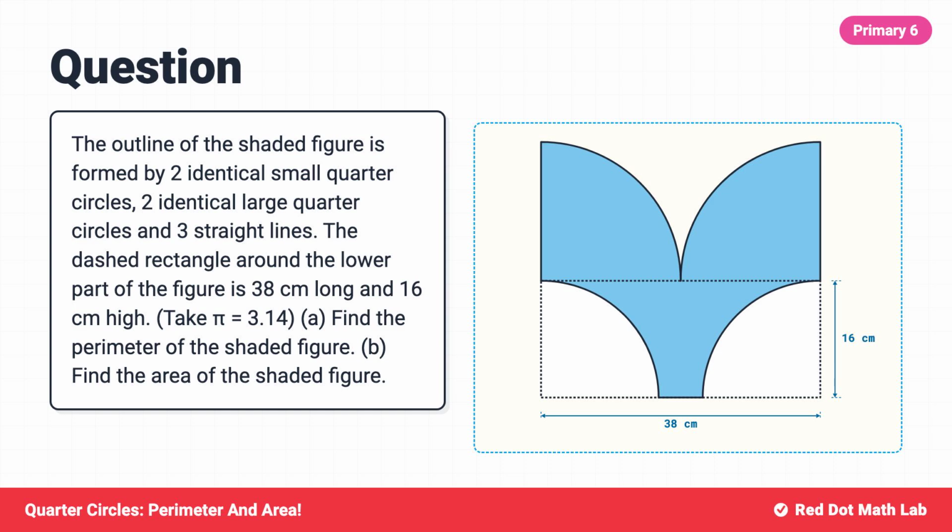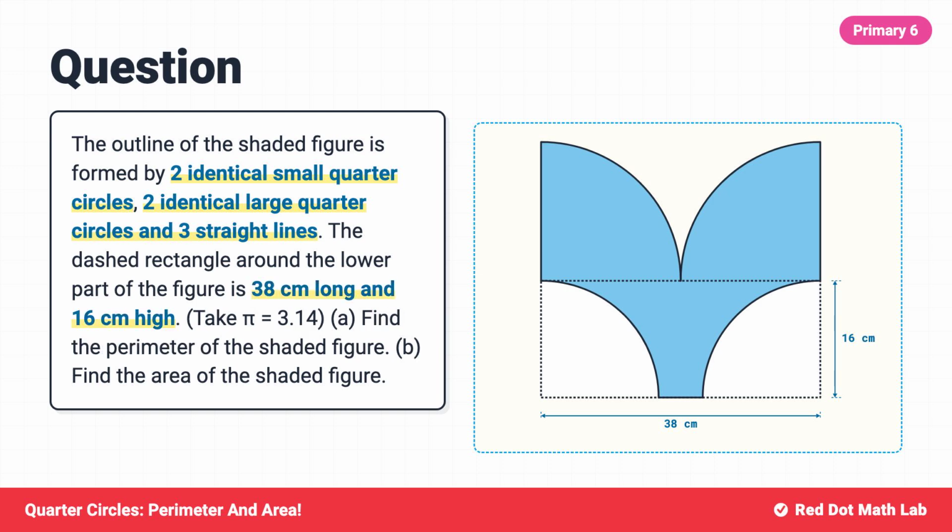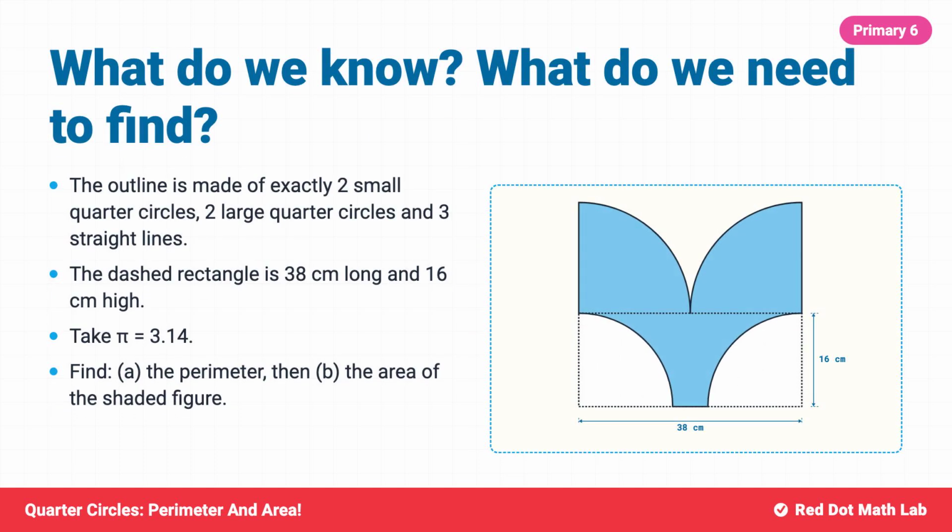The outline of the shaded figure is formed by two identical small quarter circles, two identical large quarter circles, and three straight lines. Now look at the dashed rectangle in the figure. It is 38 centimeters long and 16 centimeters high. We take pi to be 3.14. Part A asks us to find the perimeter of the shaded figure, and Part B asks us to find its area. Let's sort out what we know and what we need to find.